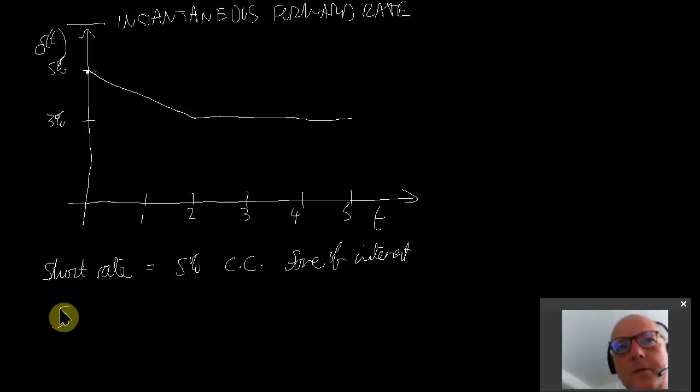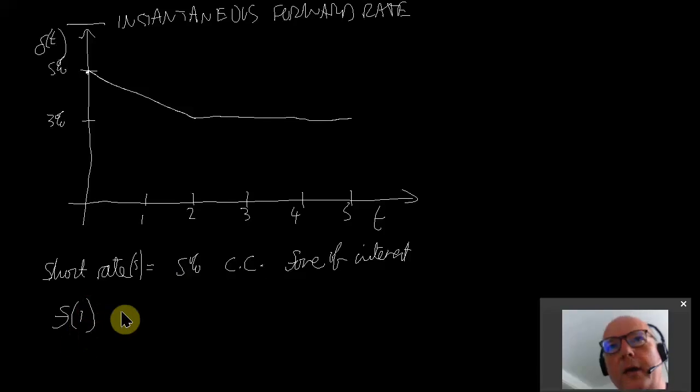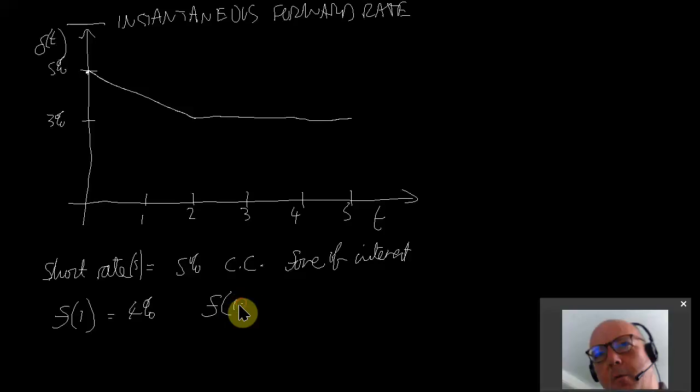So the short rate tends to be denoted by s. The instantaneous forward rate tends to be denoted by f. So f at 1 year is equal to 4%. f at 1.5 years is equal to 3.5%. These are forces of interest.